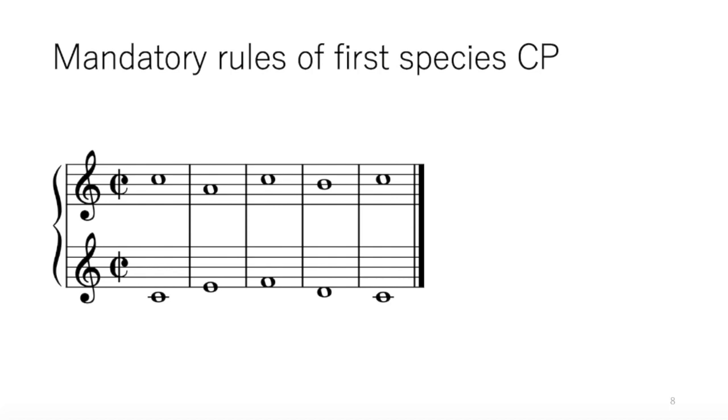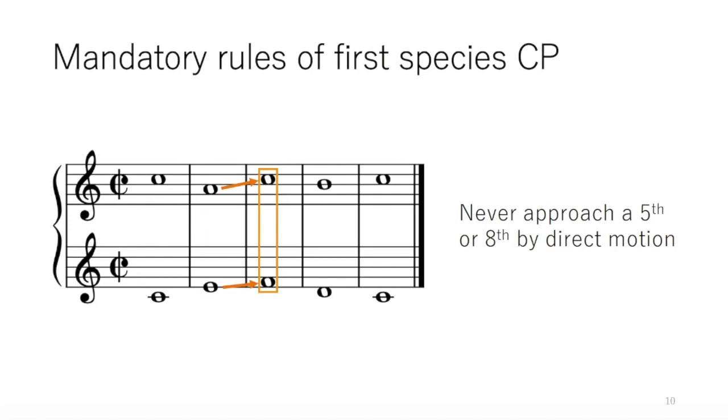So what is wrong with it? The first problem is that it uses a 4th interval, which is considered dissonant. In first species counterpoint, dissonant intervals cannot be used anywhere in the composition.